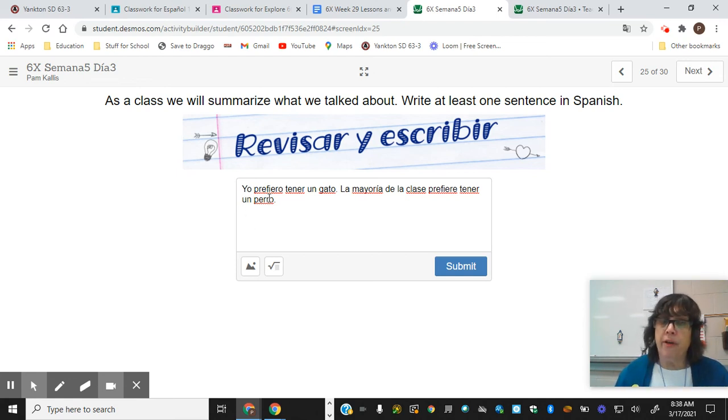Yo prefiero tener un gato. La mayoría de la clase prefiere tener un perro. Now we're going to read it in Yoda. I prefer to have a cat. The majority of the class prefers to have a dog.